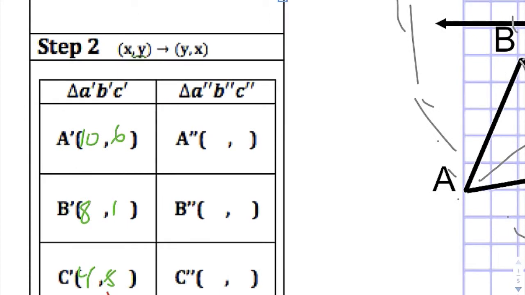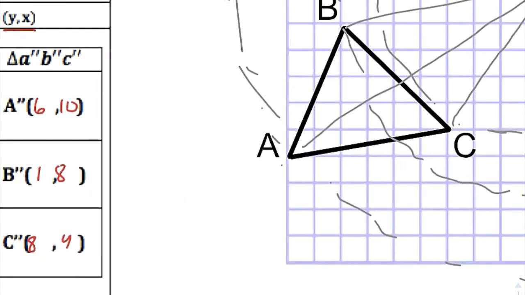And now we're going to use a secondary rule. This rule says take x, y, and just reverse them. So 10, 6 becomes 6, 10. That becomes 1, 8. And then we have 8, 4. All right, going back out to graph these guys.